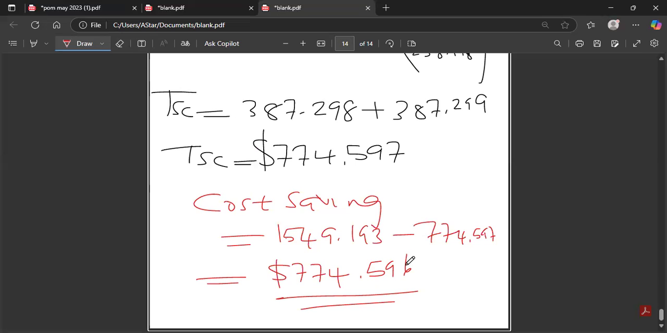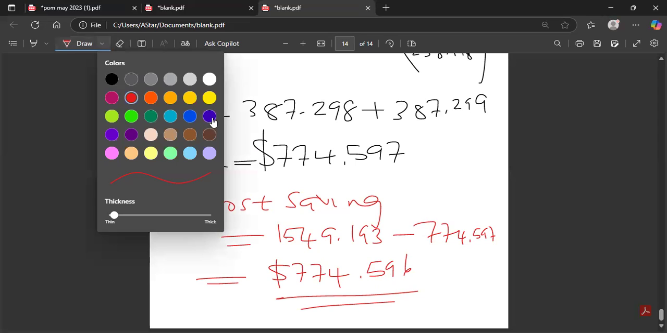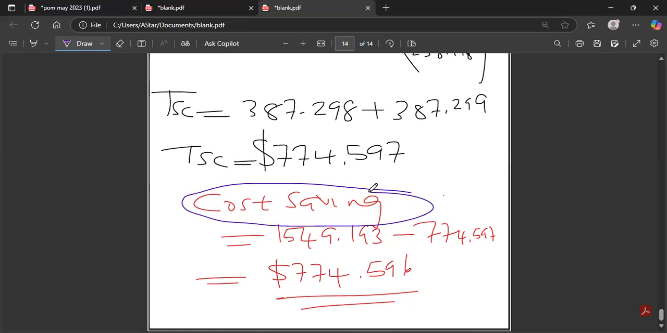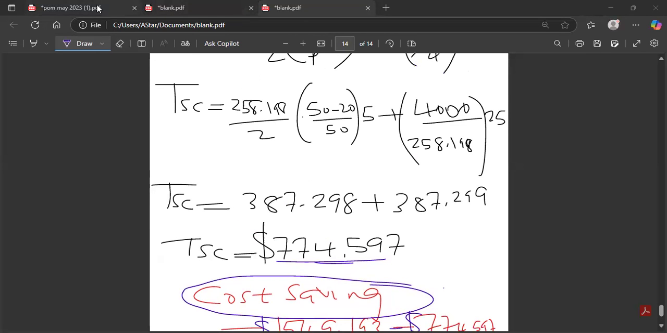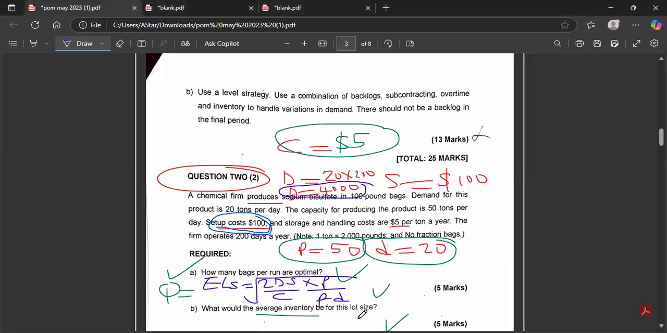Unless there are questions, ask me right now before we migrate to other questions. So you use this one minus this one, in dollars. Are we together so far? Yes, we are following you. Madam Marulu, you're also okay? Yes, I'm okay. Okay, that's fine. So this answers this question for 25 marks of this paper.